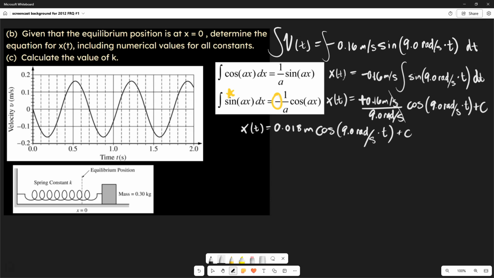So that's what we're going to end up with for our equation for position. So just be careful with all of that. Again, there are a couple other ways of approaching this, but that's how I think it's most straightforward to be able to approach this. Next up, it does say calculate the value of k.